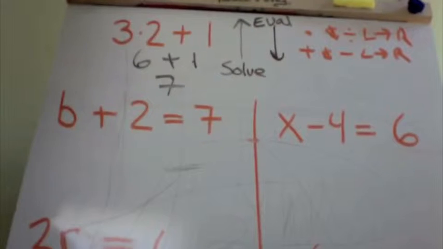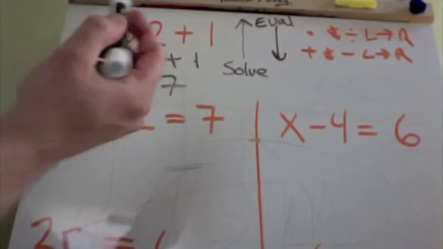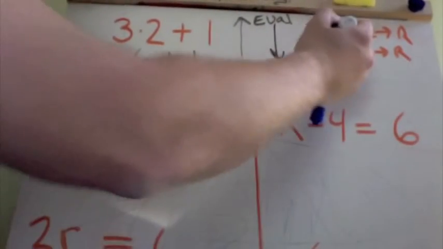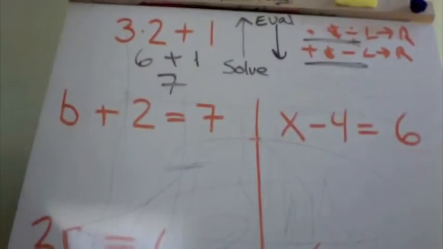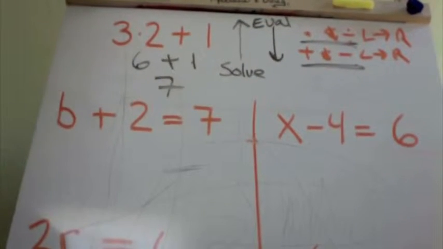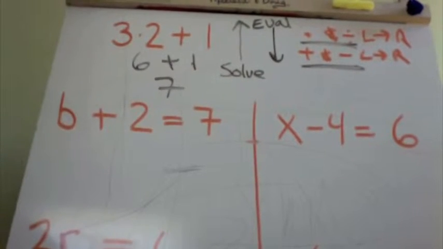Same is true with mathematics. We do things opposite. So we are always going to get rid of addition and subtraction first, and then multiplication and division second. Now, since we're doing one-step problems, it's not that big of a deal yet, but this will be important later on and something we're going to spend a lot of time on.